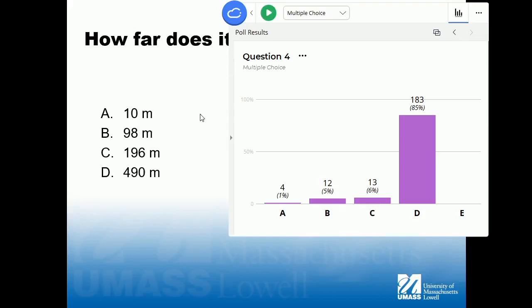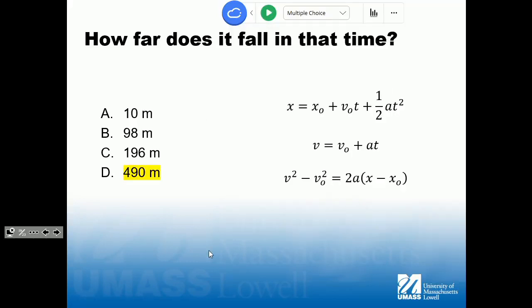Okay, and the correct answer is D, and you get that from using the first equation, and the only term left is x equals 1 half a t squared. T squared is 100, that's 10 squared, times 9.8 is 980, times 0.5 is 490, right? And physically, that's a fair amount of distance. That's half a kilometer, right? It's almost 500 meters, okay?